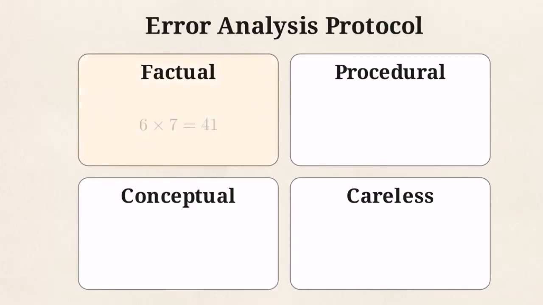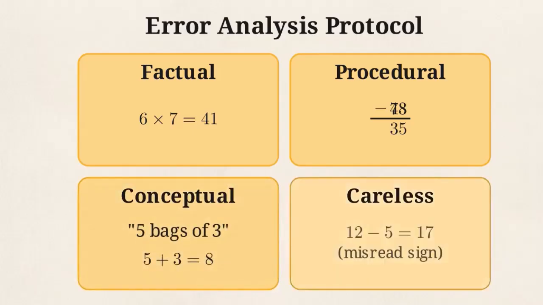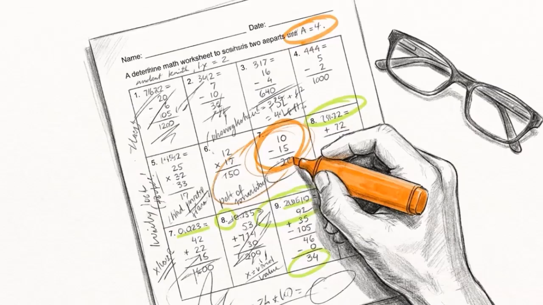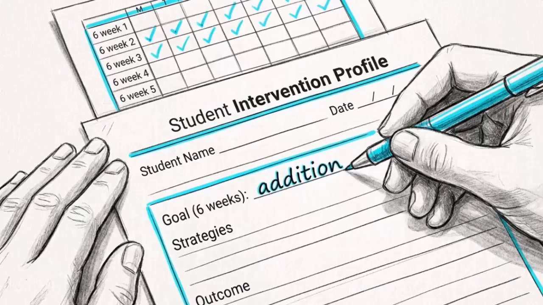A factual error is recalling the wrong math fact. A procedural error is following the wrong steps. Conceptual means they don't understand the operation, while careless is a sloppy transcription. Review the workspace carefully. Sometimes a messy handwriting error can hide the fact that a student actually understands the underlying math. Once you've identified the root cause, open the Student Intervention Profile and record the primary gap you've discovered.